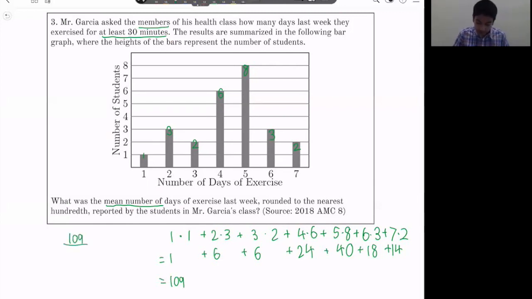divided by the number of people, which is 1 plus 3 plus 2 plus 6 plus 8 plus 3 plus 2. So 1 plus 3 is 4. 1 plus 3 plus 2 is 6, plus 6 is 12. And then we can just add them up and we get 25. And we can again double check our work by adding the other way. This gives us a value of 4.36.